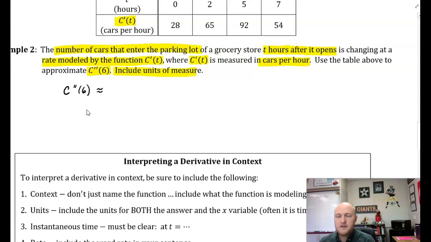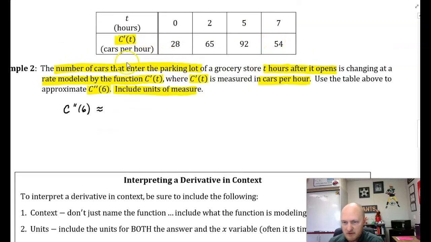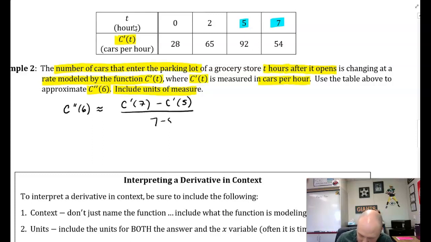Well, in order to figure out that rate, I'm just going to use average rate of change for the table given. So if I want that rate, I'm going to take the rate of cars per hour, and I'm going to divide by t hours. So I have to find my points. Well, 6 is smack dab between 5 and 7, so I'm going to use those values. So we have C prime of 7 minus C prime of 5, divided by 7 minus 5.